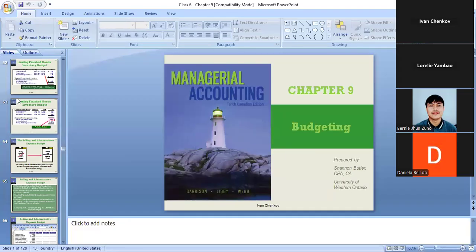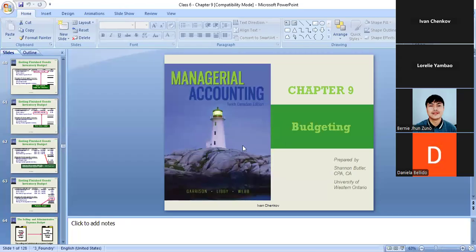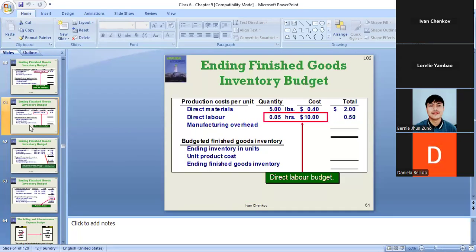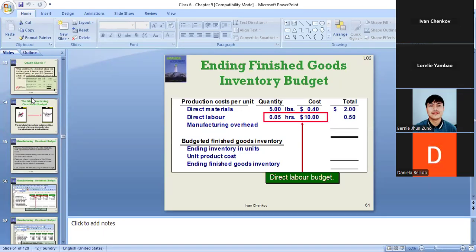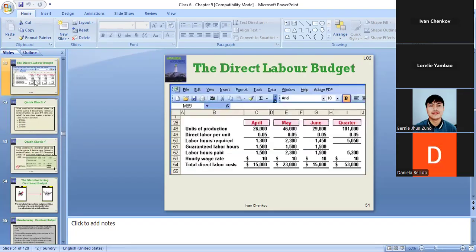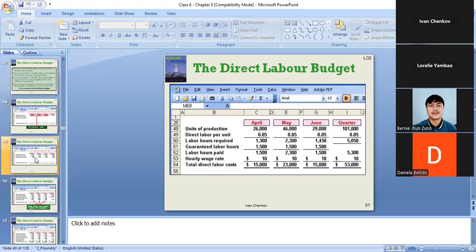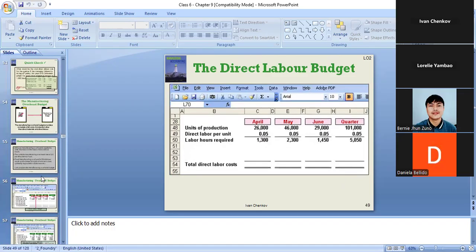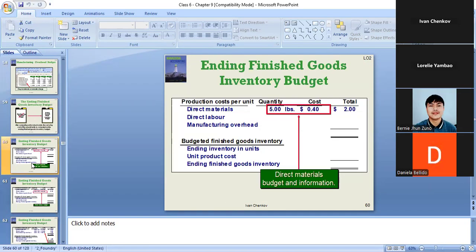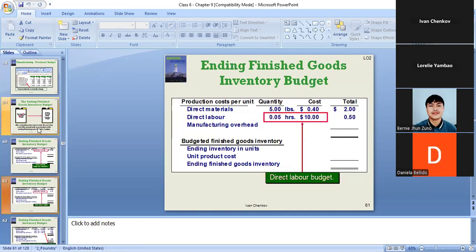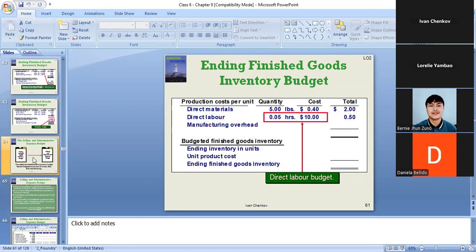So in chapter 9, what we did in chapter 9, we prepared multiple budgets. Let's see if this is gonna work. Yes, so we went through all the types of budgets, starting with the sales budget. Then we did the production budget. Then we did the direct material budget. Then we did the direct labor budget. Then we did the manufacturing overhead budget. Then we did the sales and administrative expenses budget. In the meantime, we calculated the finished goods ending inventory.